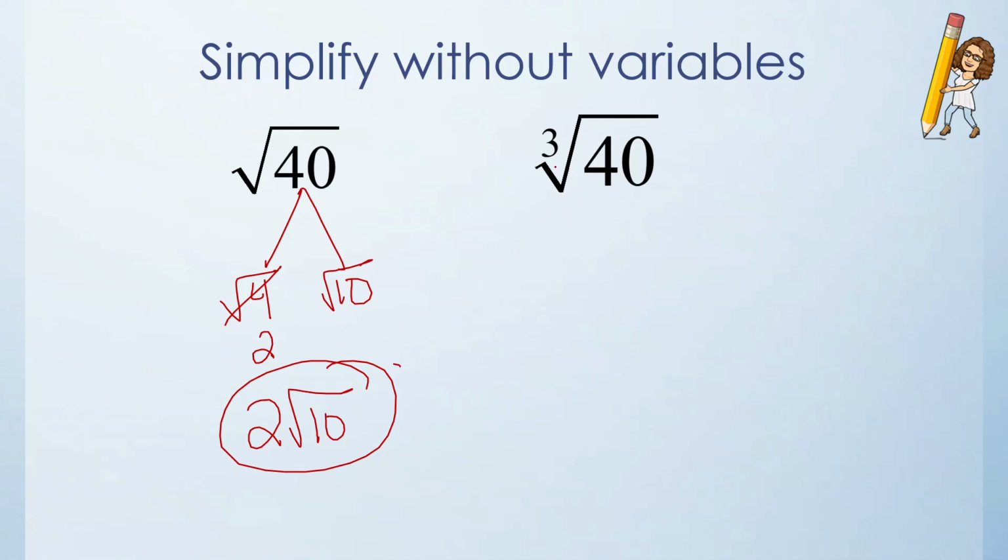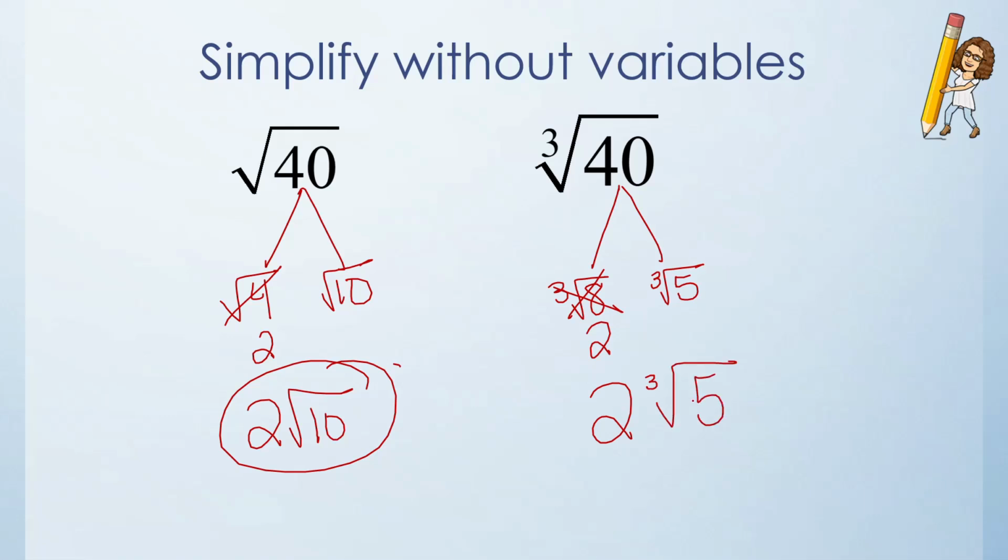Same process when we're doing a cube root here. The only thing is we need to pay attention to the cube root column. So I'm going to look through the cube root column and see which of these numbers is the biggest number that goes into 40. 8, right? Because 27 doesn't go into 40, and 64 is too big for 40. So I'm going to do cube root of 8 times the cube root of 5. Cube root of 8, that's 2. So my official answer would be 2 times the cube root of 5 for my final answer.